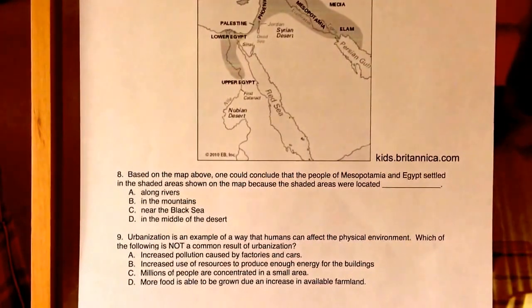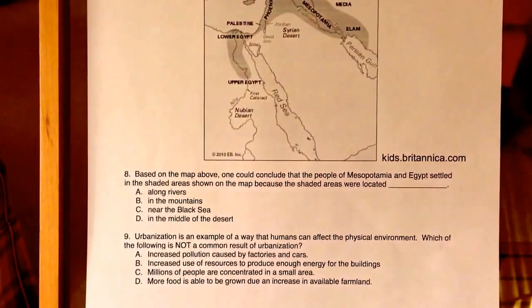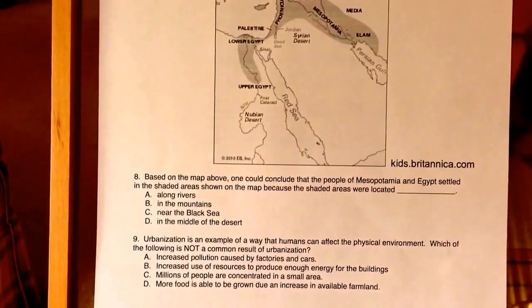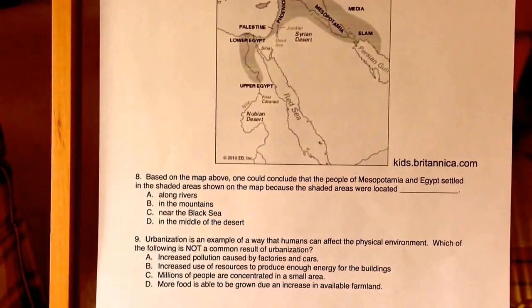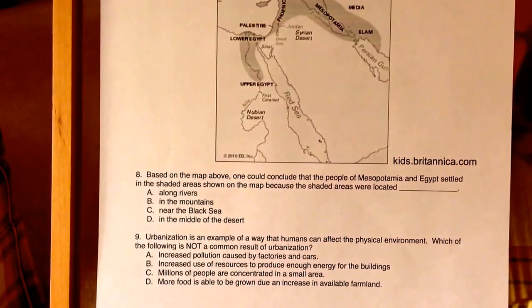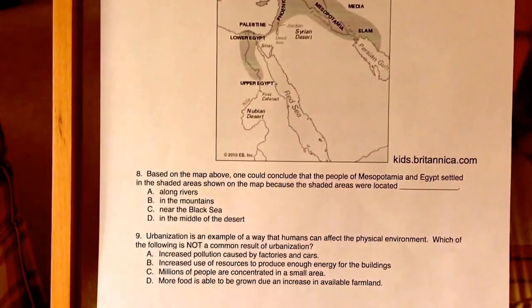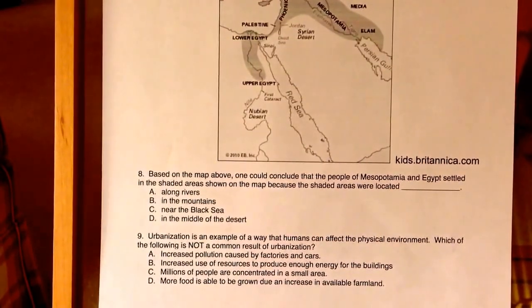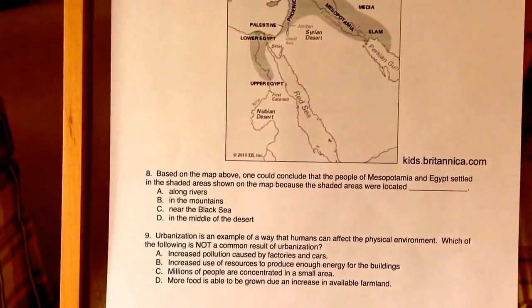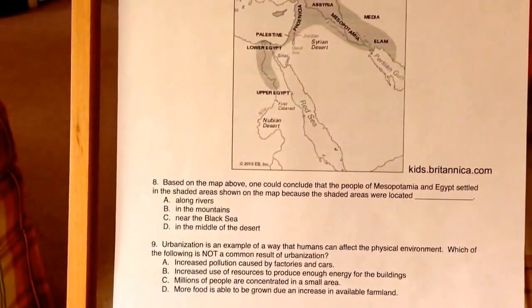Number 9. Urbanization is an example of a way that humans can affect the physical environment. Which of the following is not a common result of urbanization? A. Increased pollution caused by factories and cars. B. Increased use of resources to produce enough energy for the buildings. C. Millions of people are concentrated in a small area. Or D. More food is able to be grown due to an increase in available farmland.